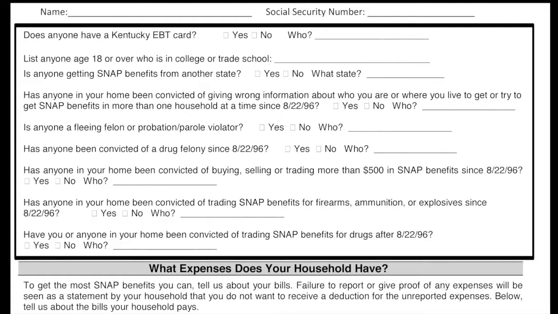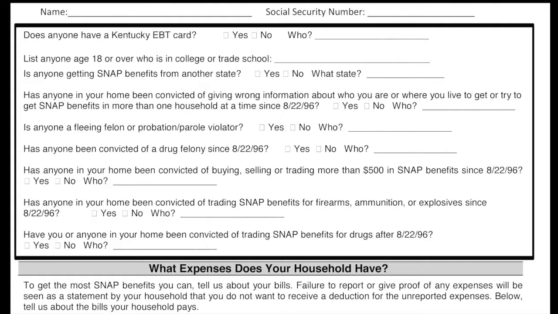If the person is attending college or trade school, or if they receive SNAP benefits from another state, it must be documented in the next two questions. The remainder of the questions will be the most difficult to ask. However, in order for the DCBS office to process the application, the client's answers must be noted.